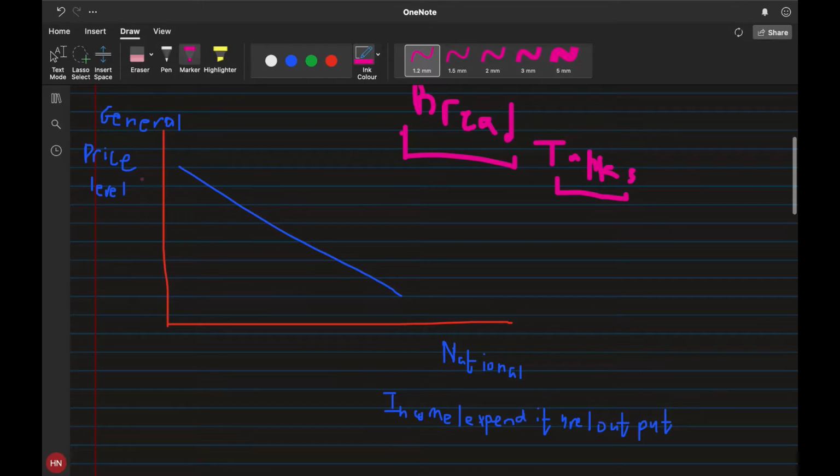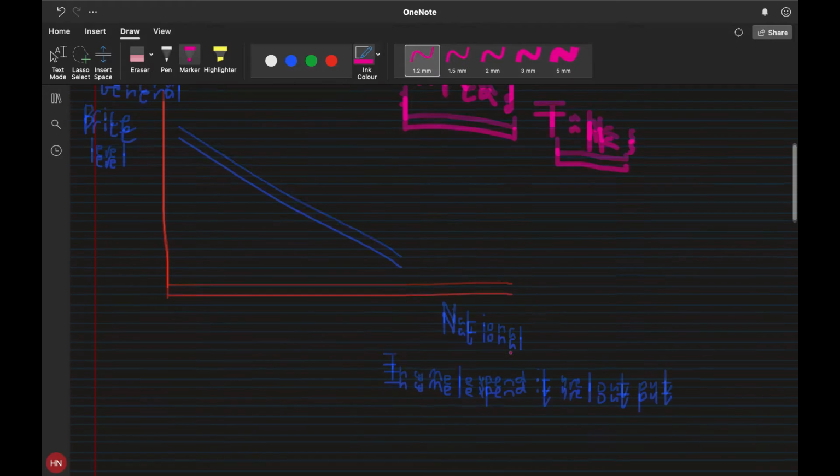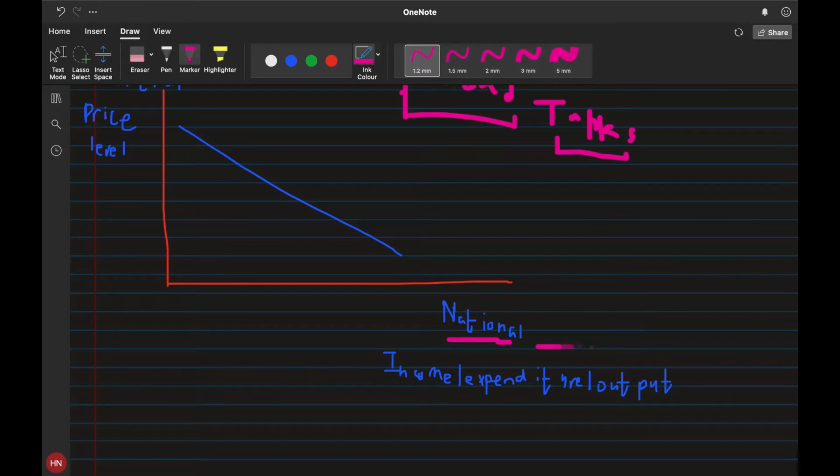Now let's have a look at the graph. So usually we only have price on the y-axis, but in this case, we have general price level on the y-axis. At the same time, on the x-axis, we usually have the output. In this case, you have the national output along with a few other things. So national output, national income, and national expenditure.